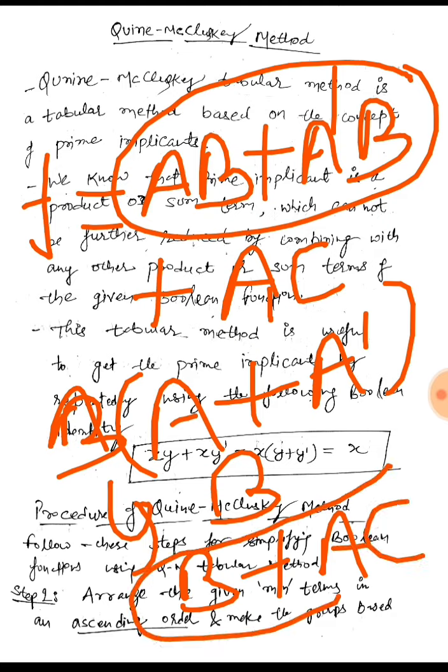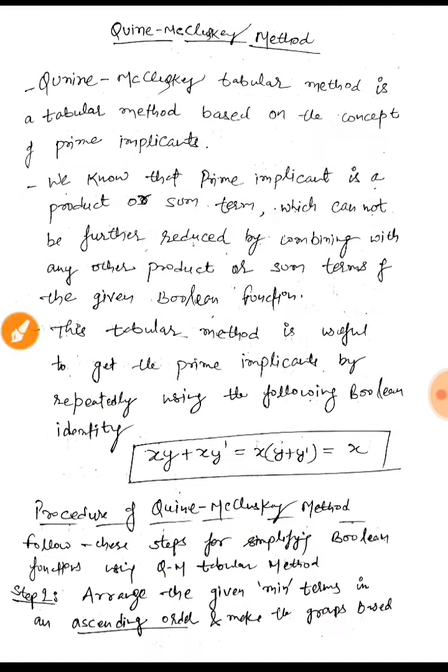Since these terms now cannot be combined to simplify further, these two terms, that is b plus ac, are our prime implicants. We cannot further reduce them to simplify our function. Similarly, a prime implicant is a product or sum term which cannot be further reduced by combining with any other product or sum term of the given Boolean function.